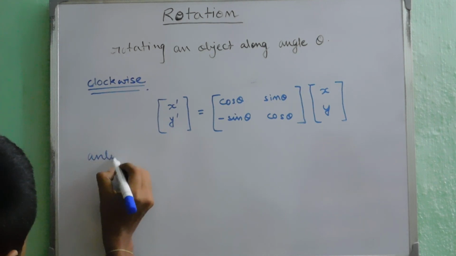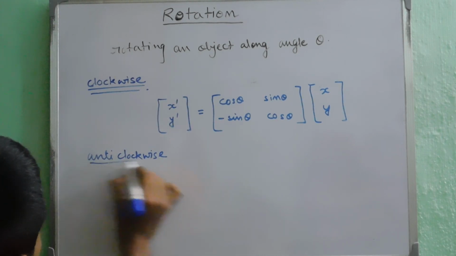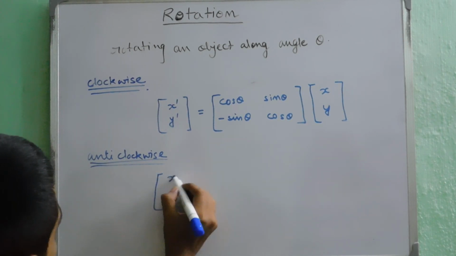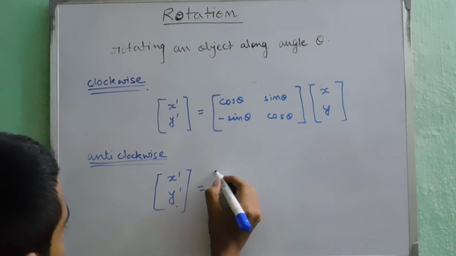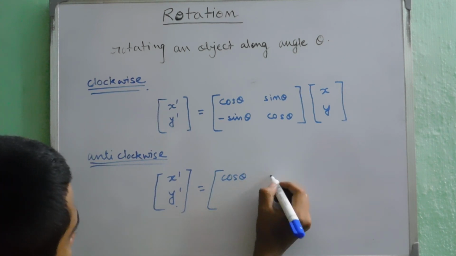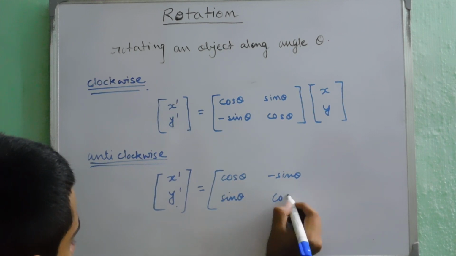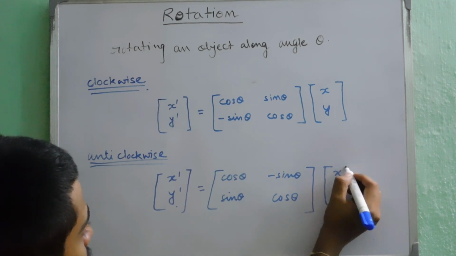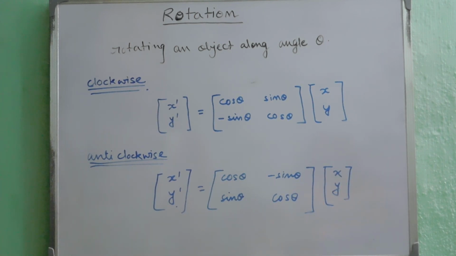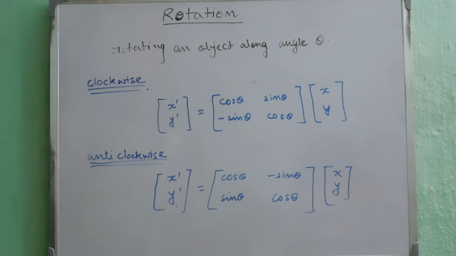For anti-clockwise rotation we have x dash y dash equal to the matrix cos theta, minus sin theta, sin theta and cos theta, multiplied by x y. Okay, so these are the formulas that you will require to solve problems on rotation.